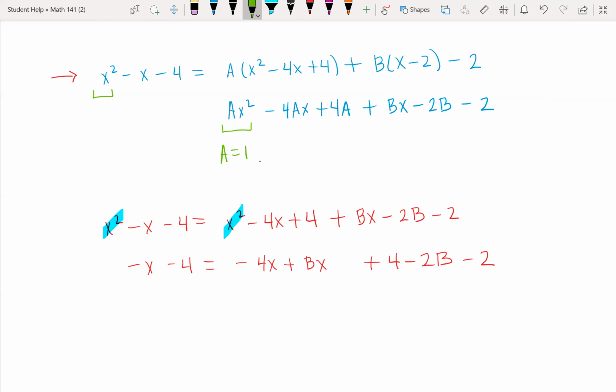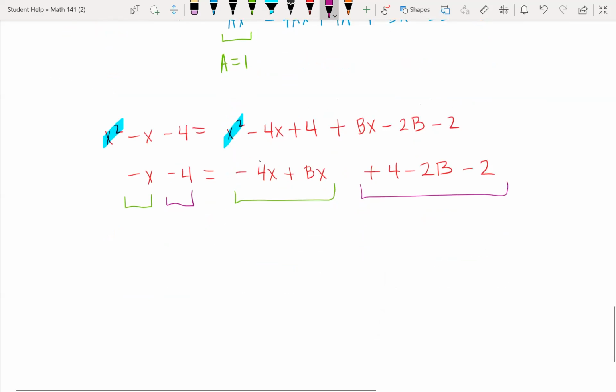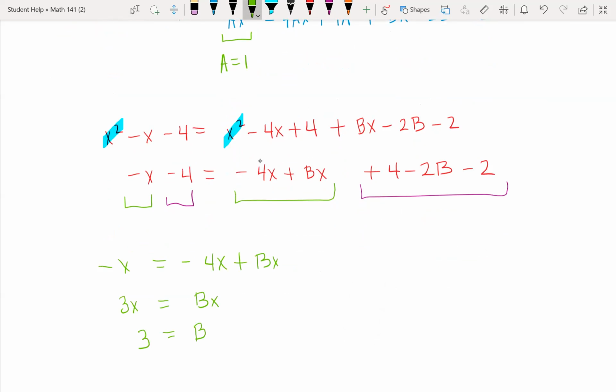So what I'm doing is I'm saying, okay, these have to equal this, and this, which is all just going to be numbers, has to equal this. So let's just look at what I have in green right now. Negative x equals negative 4x plus bx. So if I add 4x to both sides, I've got 3x is equal to bx. So I'm getting that b is equal to 3. And now I think I'm done, right? I found A, I found B, I found C.